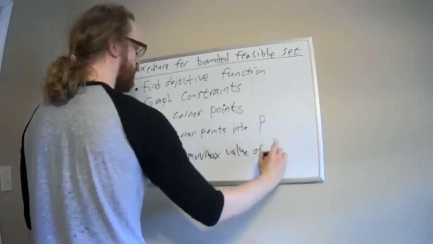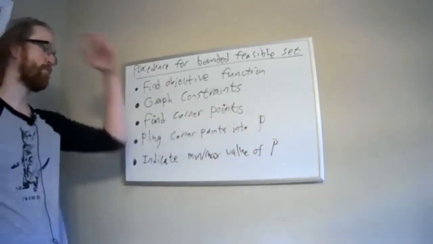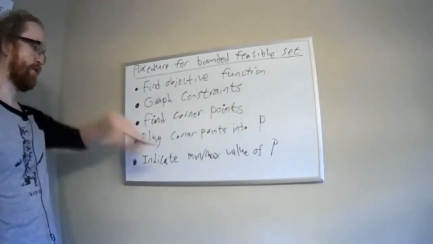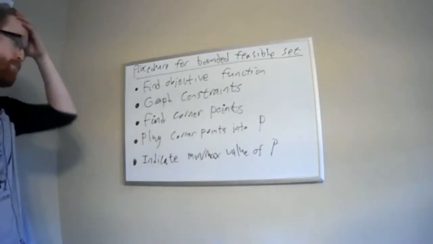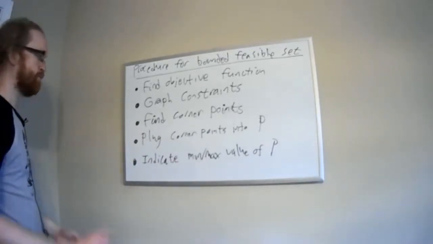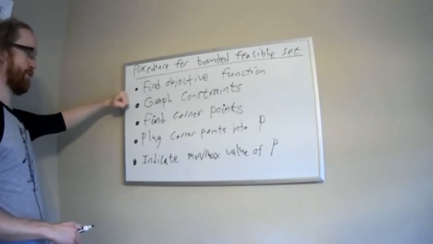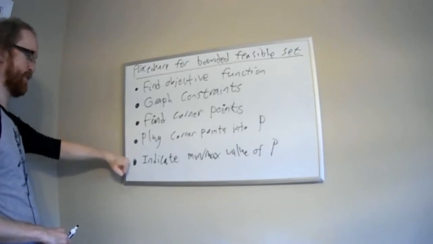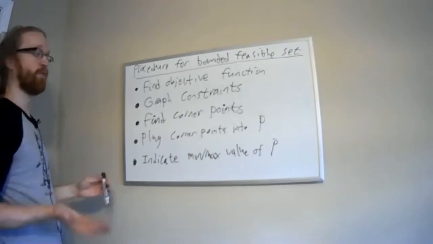So we'll plug in all the corner points. We'll plug each corner point into P. I'll get a bunch of numbers. And then to find the min and max, I just look for either the smallest or the biggest of those numbers that I get by plugging all those into P. So that's what we're going to do. So get your objective function, graph the constraints, find the corner points, plug in the corner points, tell me which was the biggest or smallest value you got, depending on what the problem's asking for.